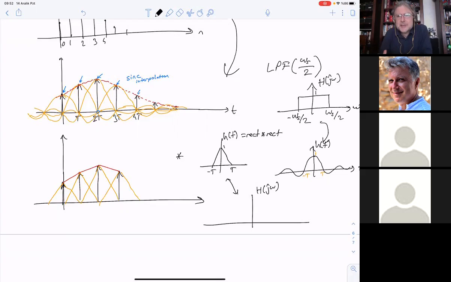So what is its Fourier transform? The Fourier transform is the Fourier transform of the rectangle times the Fourier transform of the rectangle, because if you convolve in the time domain, you multiply in the frequency domain. What is the Fourier transform of a rectangle? It is sinc. So we will have sinc times sinc, which is sinc square. And the sinc square is some shape like this.